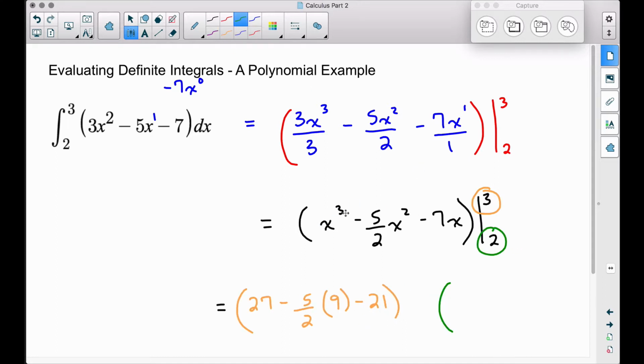So 2 cubed, that's 8, minus 5 halves times 4. I got the 4 there by squaring the 2, and then we plug in the 2 here, we have minus 14. So we've plugged in the 3, we've plugged in the 2, we want to evaluate these, and then we want to find the difference between them, and that will be our definite integral. That'll be the answer to our problem.